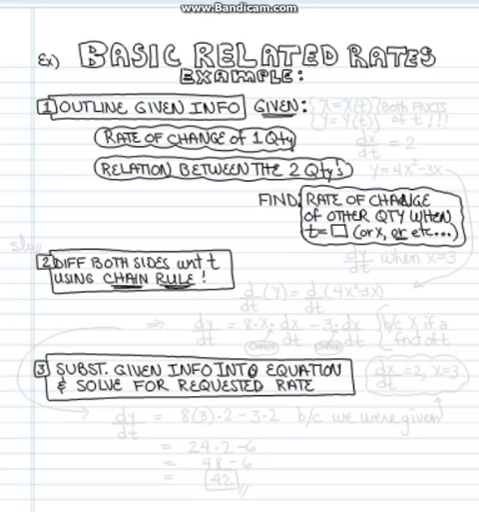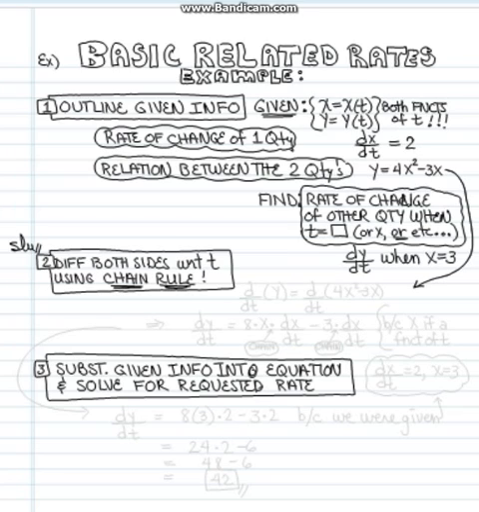Here we're going to be given two quantities. The first one is x as a function of t. x equals x of t and y equals y of t. Both of these are functions of the same variable, t. Now, the rate of change they're going to give us is the rate of change of one of those two quantities, dx/dt equals 2. And then a relationship between the two quantities, y equals 4x squared minus 3x. They ask us to find dy/dt when x is equal to 3.